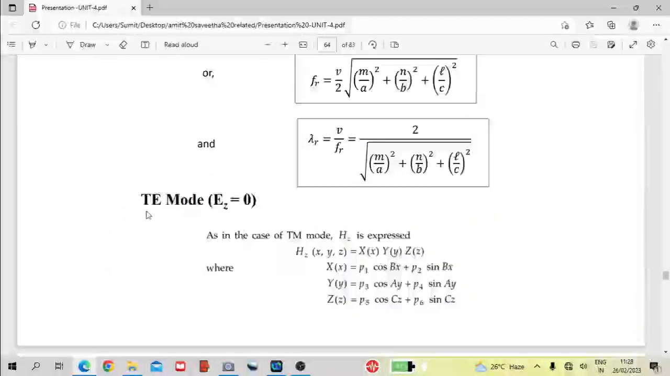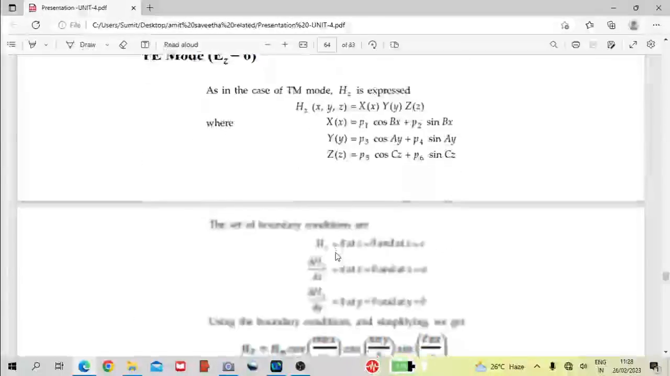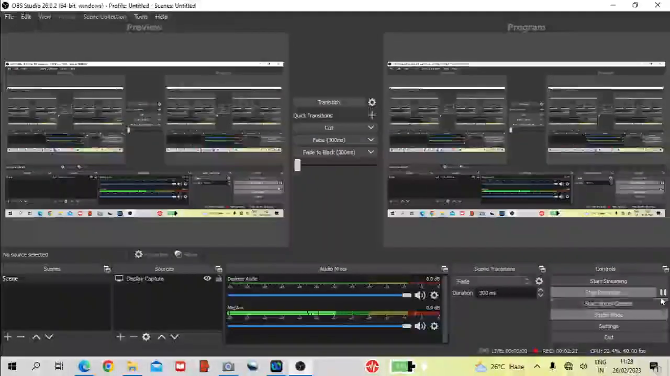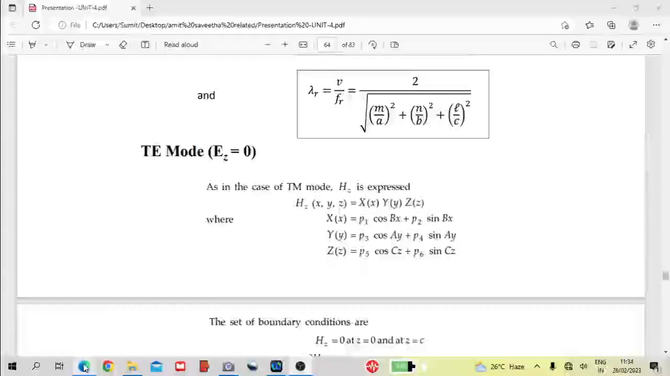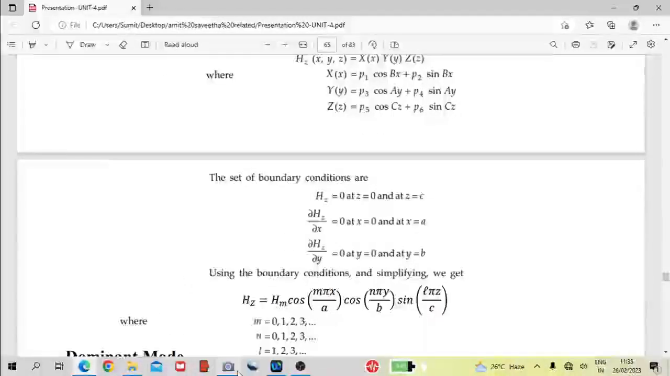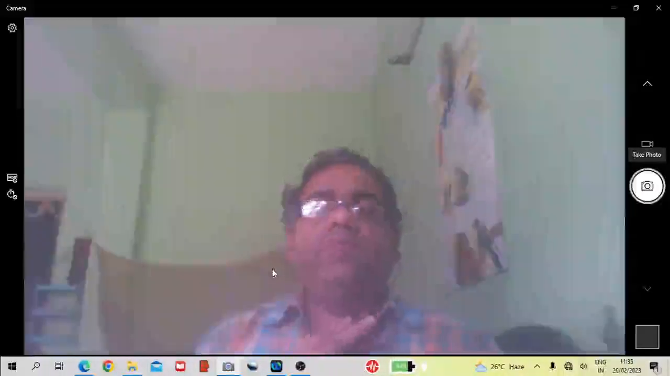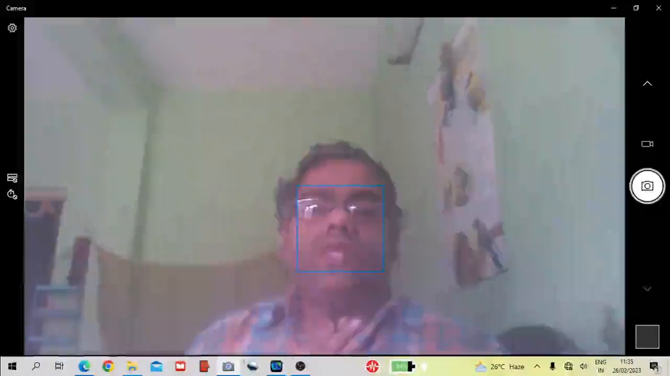And for TE mode, Ez is equal to 0, and as in the case of TM mode, Hz is expressed in this way. Like this, for TE mode also it can be expressed in this way. Now we can find out the equations for Hz in a similar process. So you see, the process is the same, only we have to remember which component to equate to what. That only we were doing.